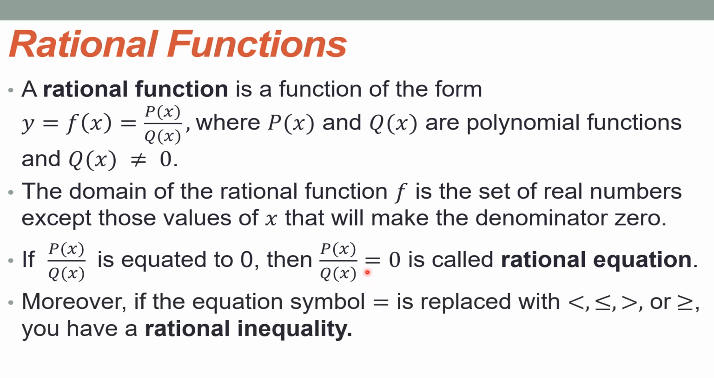Moreover, if the equal symbol here is replaced by an inequality symbol, such as less than or equal to, greater than or equal to, you have a rational inequality because we are using an inequality symbol. So again, if we have f of x is equal to p of x over q of x, that is a rational function. If this is equated to 0, we have a rational equation. If the equal symbol has been replaced by these inequality symbols, we have a rational inequality.